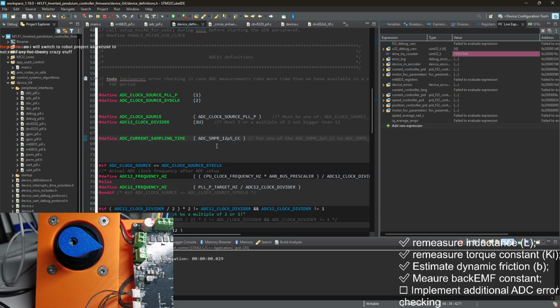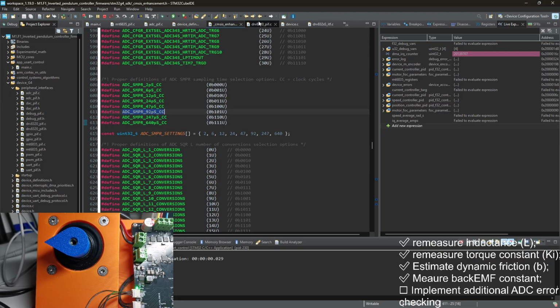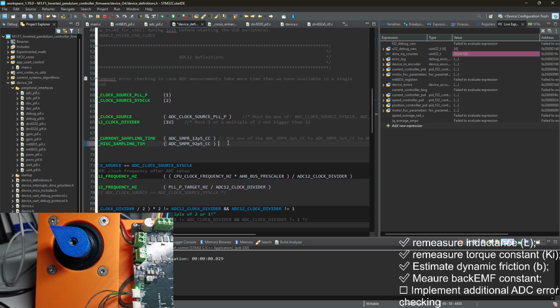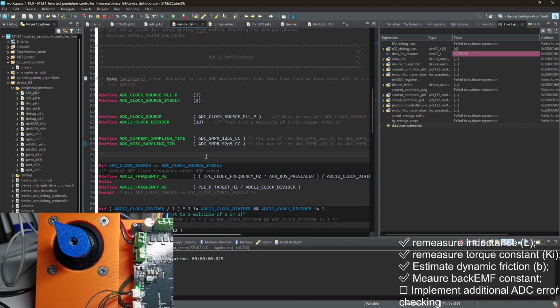All right, so now we need to test if our... we also need to set another one, define ADC MISC, which is miscellaneous sampling time, and we will expect the same value. So let's say this will be 92. This exists, right? It does exist. Perfect. We put the same comment. And what does this give us?